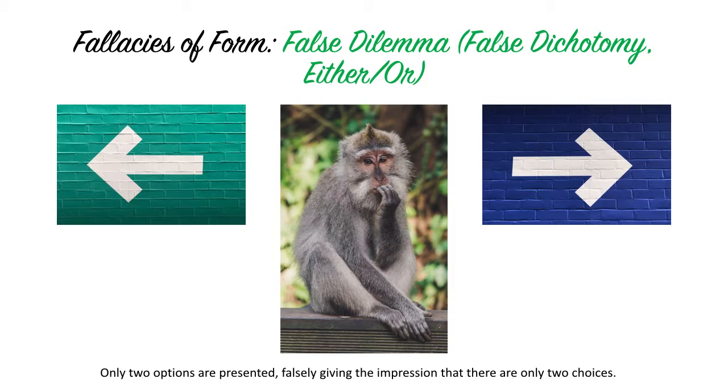Di means two. For instance, a carbon dioxide molecule has one carbon atom and two oxygen atoms. That's where they get the dioxide from. If it just had one oxygen atom with one carbon atom, it would be carbon monoxide. In a false dilemma, only two options are presented, falsely giving the impression that there are only two choices to be had.